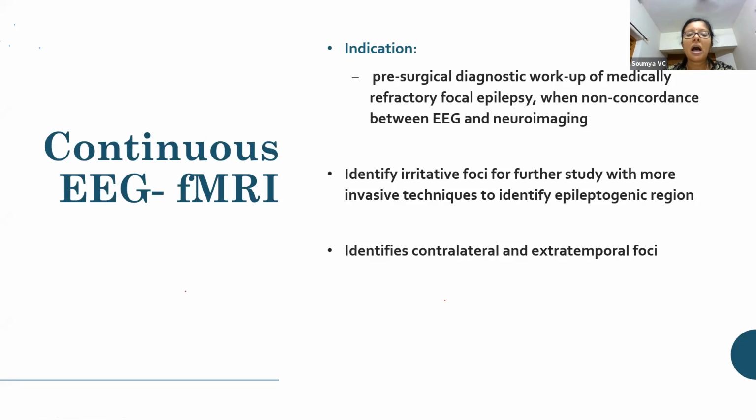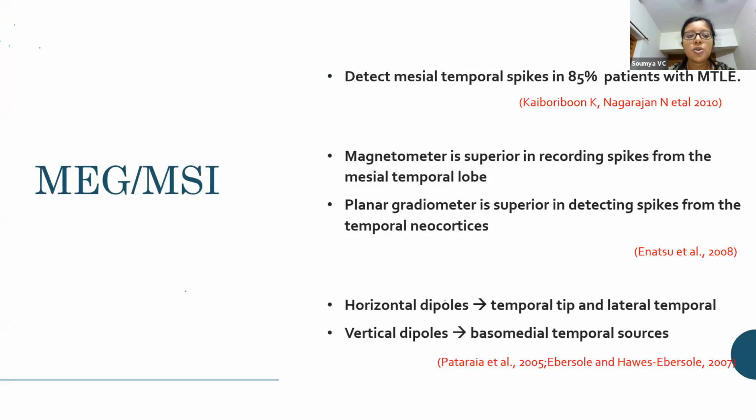In addition, another emerging modality is continuous EEG-fMRI monitoring. This helps in identifying the irritative foci for further study with more invasive techniques like stereo EEG to identify the exact location of the epileptogenic region. However, the shortcoming of this modality is that it can identify only the interictal changes, and ictal changes cannot be definitively identified by this modality. The next one is MEG, magnetoencephalography.